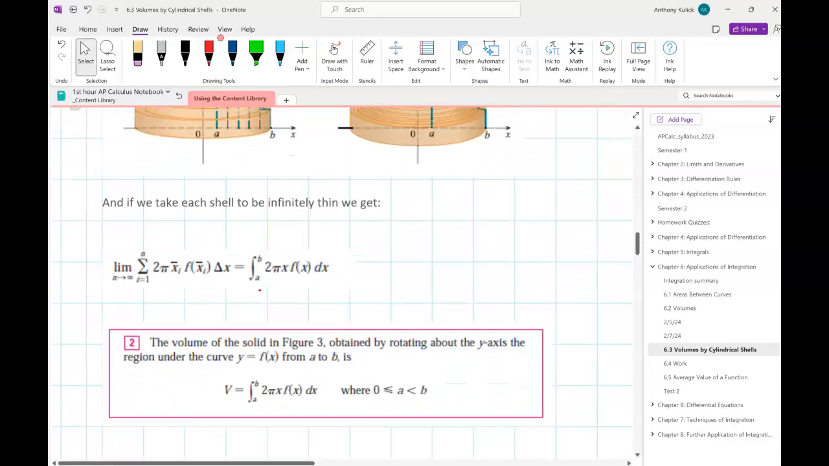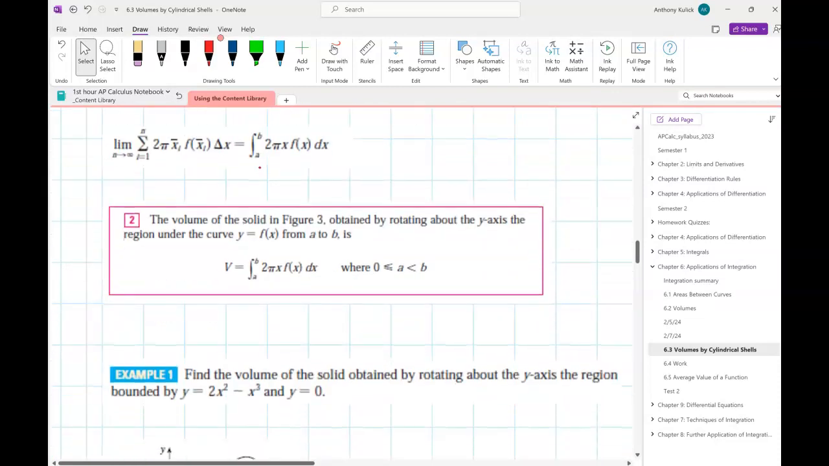All right. So in general, our formula then becomes 2 pi times x times f of x dx, where we're integrating again from a to b.